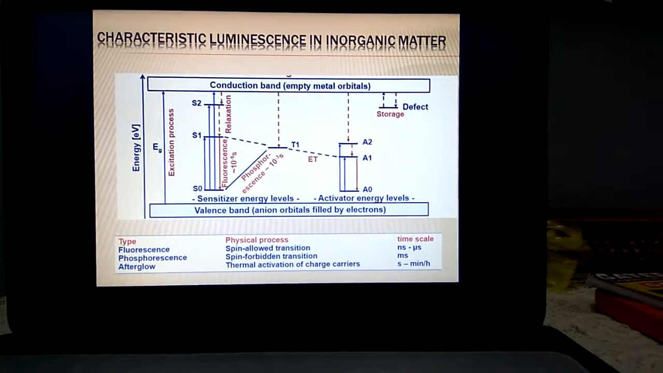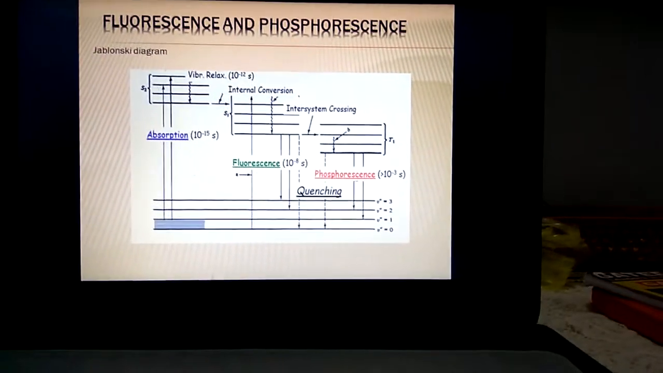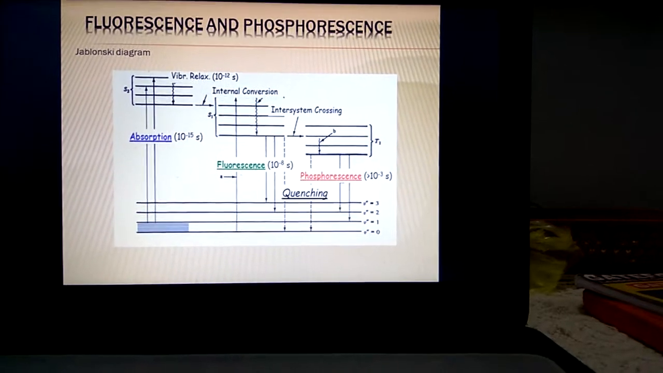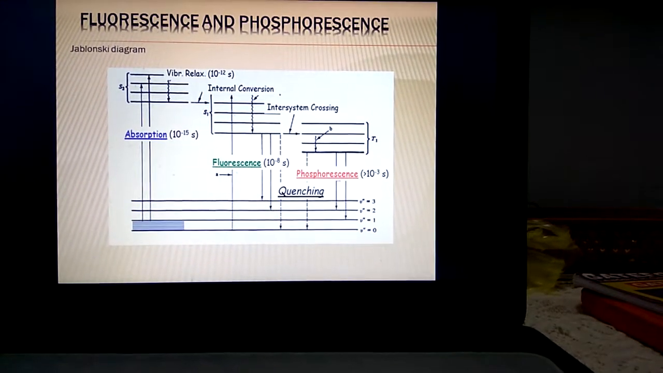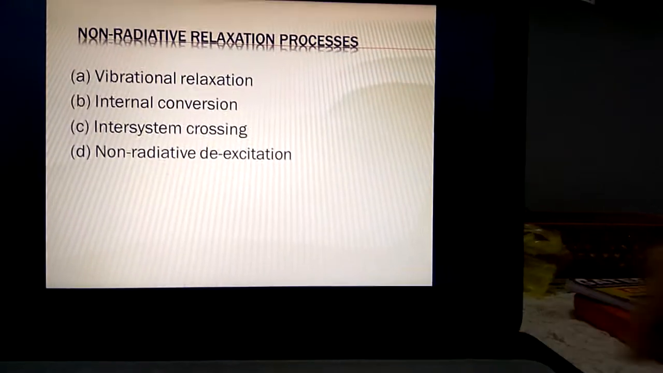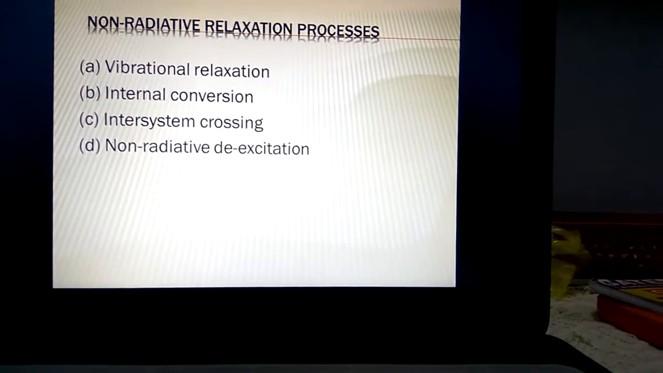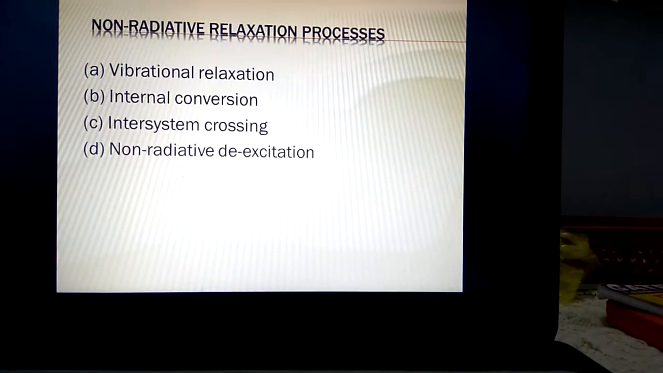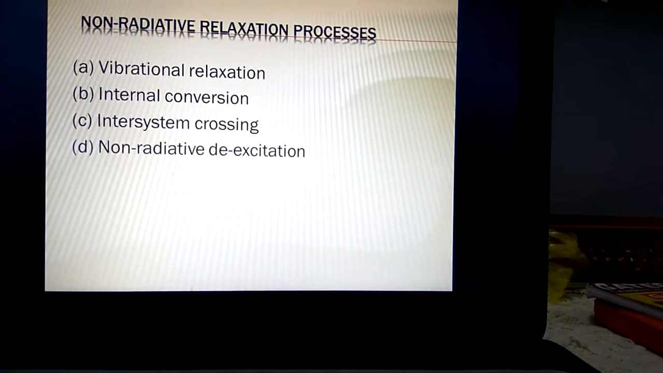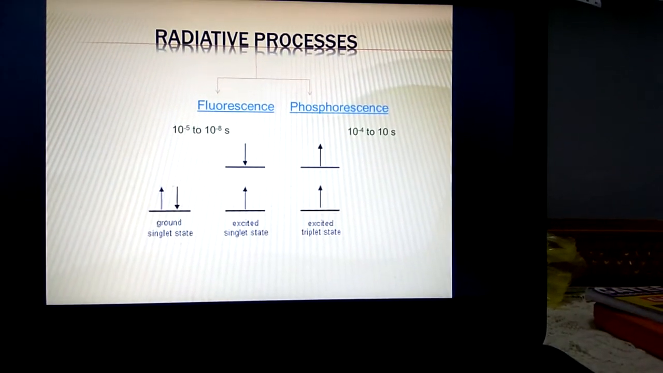Now this is the diagram showing characteristic luminescence in inorganic material. The Jablonski diagram explains fluorescence and phosphorescence. Fluorescence and phosphorescence are the types of photoluminescence. In Jablonski diagram, there occur two types of processes: non-radiative relaxation processes, which include vibrational relaxation, internal conversion, intersystem crossing, and non-radiative de-excitation. And the radiative processes include fluorescence and phosphorescence.